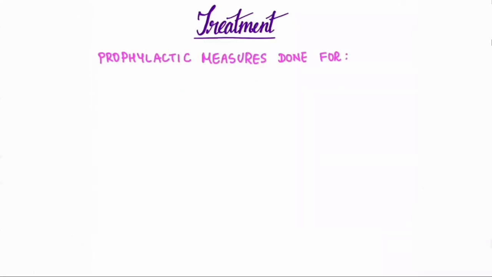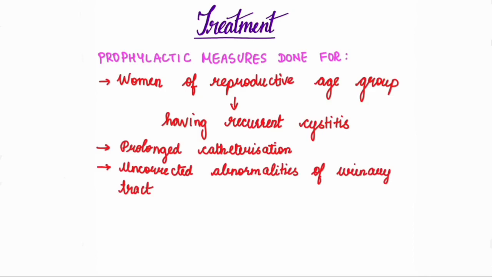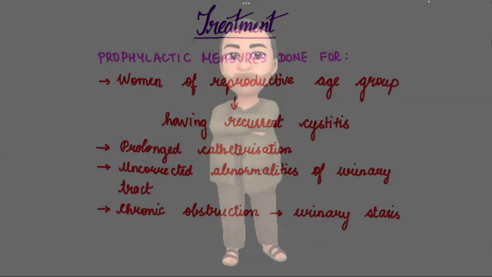Prophylaxis is also given to some groups of people, including women of reproductive age who have recurrent cystitis, patients with prolonged catheterization, patients with uncorrectable abnormalities of the urinary tract, and patients with chronic obstruction which causes urinary stasis.